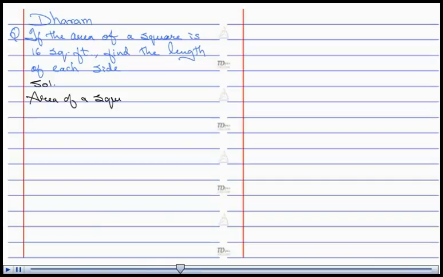therefore putting down the values of the respective terms, we have 16 = side squared. Therefore, the length of each side is the square root of 16, which is equal to 4 feet.